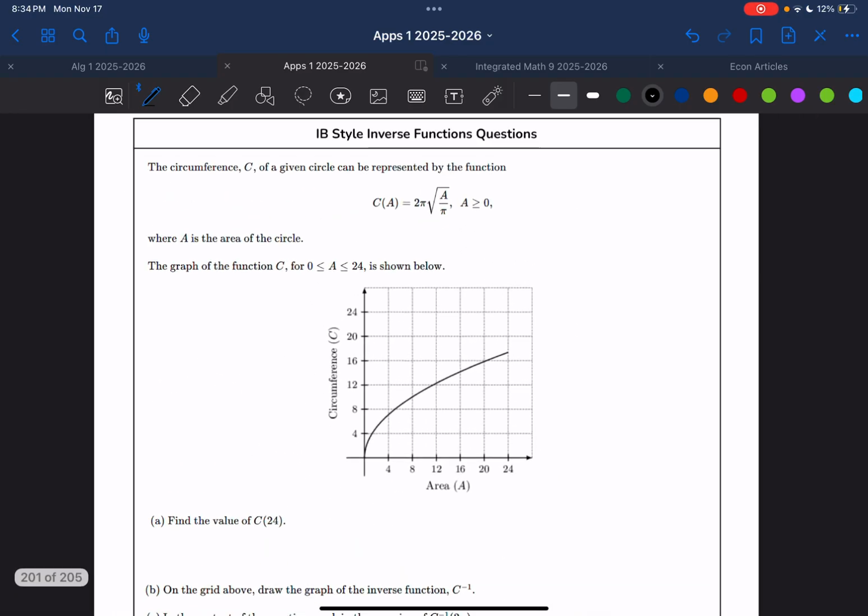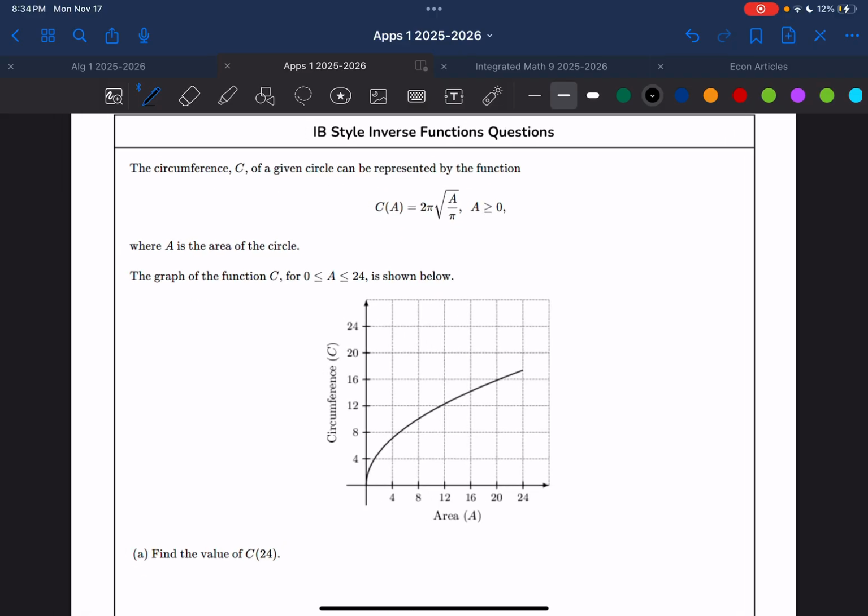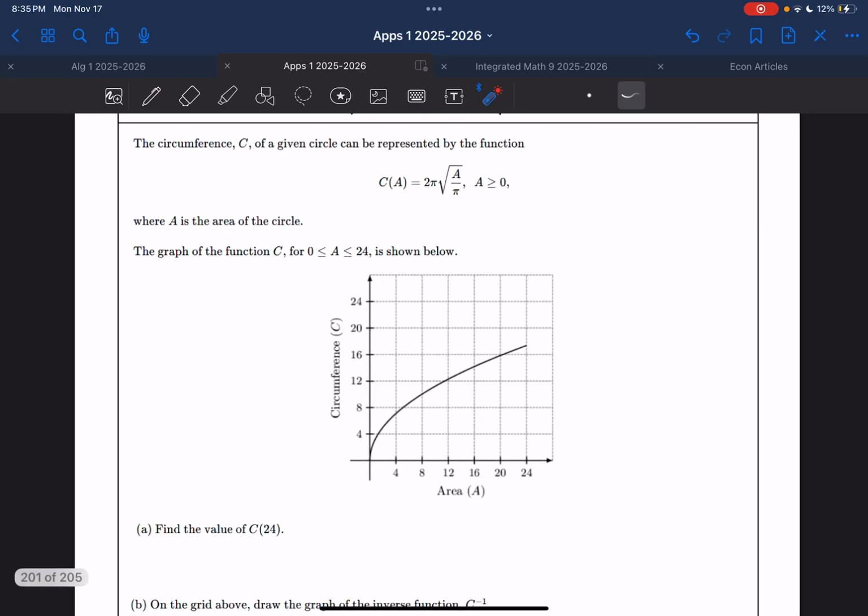All right, and one final page here. The circumference of a given circle can be represented by the function, the circumference as a function of area, is 2 pi times the square root of area over pi, where area is positive, and A is the area of the circle. Okay, so we have any positive area, you plug it into this function, and you're going to output the circumference of the circle.